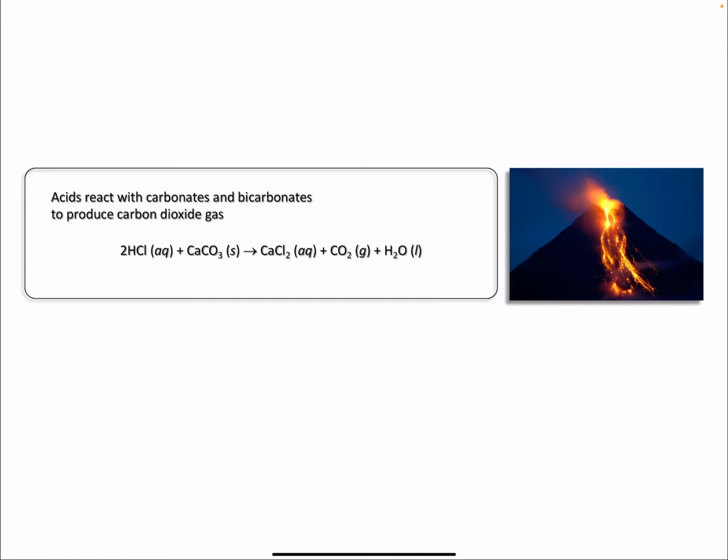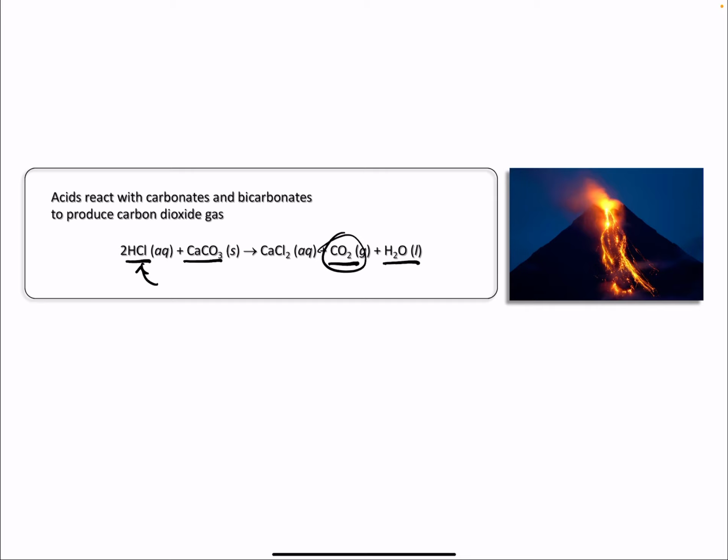Acids react with carbonates and bicarbonates to produce carbon dioxide gas. This is just a good reaction to know. So if you take an acid, and we remember acids start with H, here's hydrochloric acid. It reacts with calcium carbonate, which is chalk. What you get is calcium chloride and CO2 and water, right? So this generates carbon dioxide.